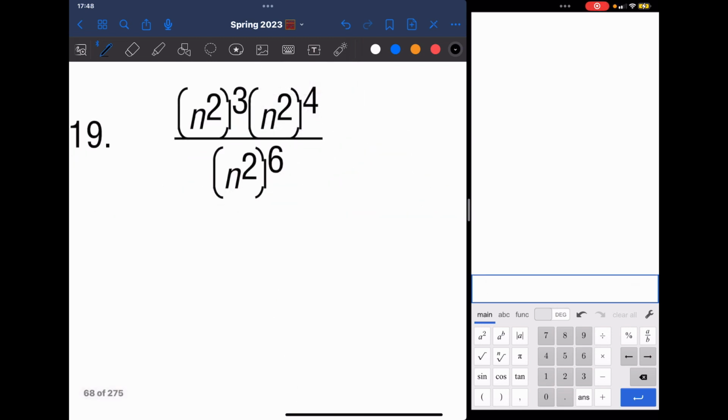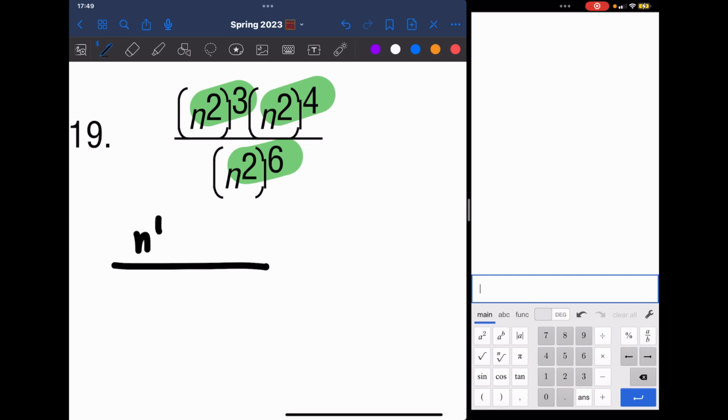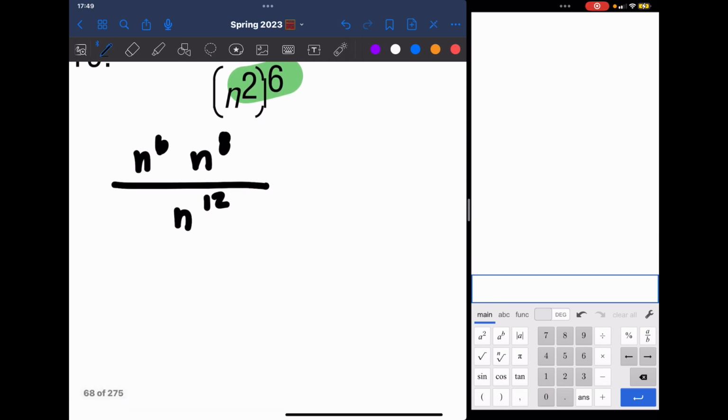We're going to multiply, distribute into the parentheses and then collect like terms. Remember, the denominator and the numerator are their own little math problems, just like each term is. So this is n to the 6th, n to the 8th over n to the 12th. Then we add the exponents of the numerator, n to the 14th over n to the 12th. I subtract the smaller exponent from the larger, and I get n to the 2nd.